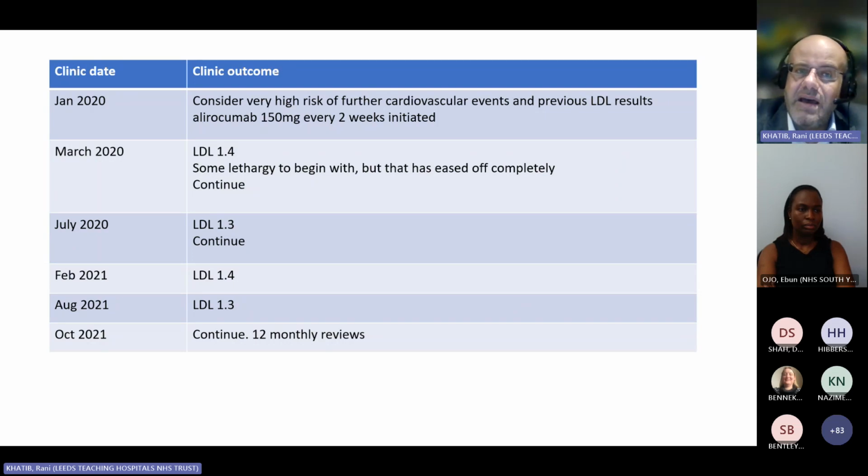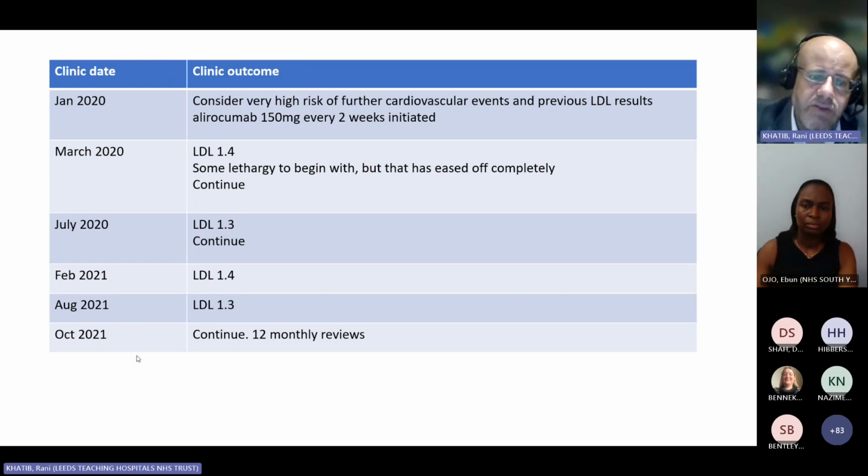Inclisiran wasn't available at that time when we were offering this. He was somebody at very high risk with multiple admissions, and we had to justify it clinically as an exception. There might be some cases you come across that are like that. The good news for him is he tolerated it well, he was stable on it, and his LDL came down nicely. In August 2021, his LDL was 1.3, and he continued on it, and our 12-month review for him was absolutely fine.